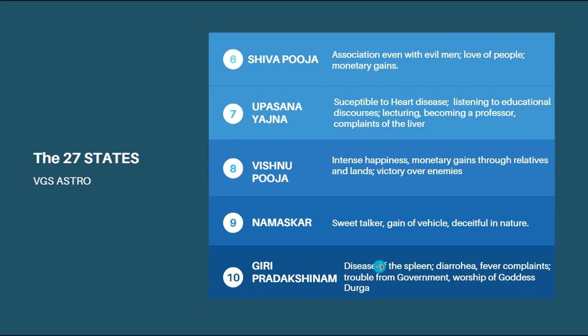And if you're having fever complaints or some disease of the spleen, or you're having trouble from government, it's very important that you actually try to circumambulate a hill, which is viewed as a deity in some of the cultures in India. So if you look at South India, there's a place called Tiruvannamalai where countless devotees actually circumambulate the hill, considering the hill itself as a deity. And this is certainly going to bring a lot of relief if you happen to be under state number 10.